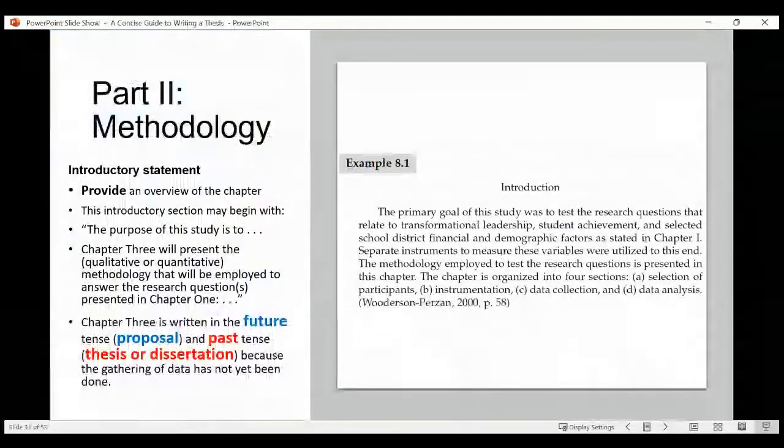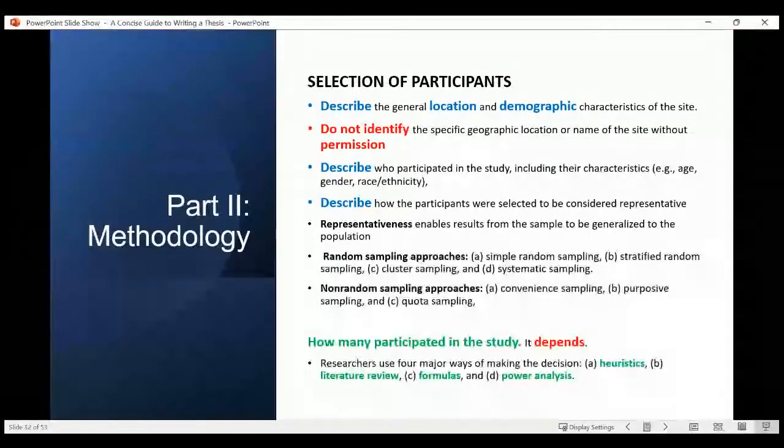Okay, this is the introduction with a section of participants. Here you need to describe the location and the demographic information or characteristics of the site and the participants. Be careful not to identify the location or the site of your study unless you have permission.